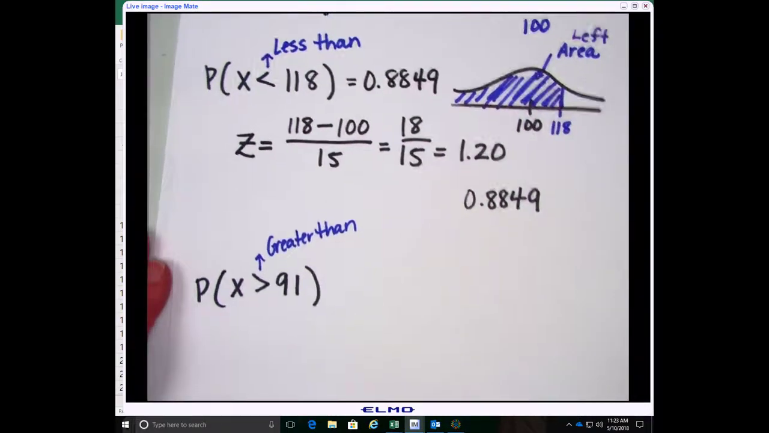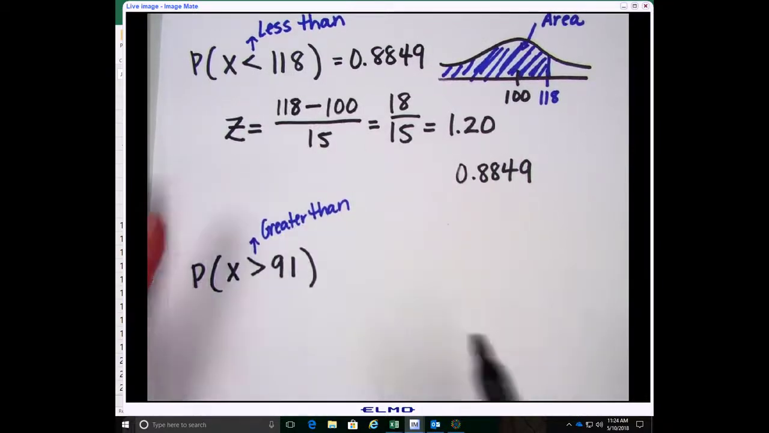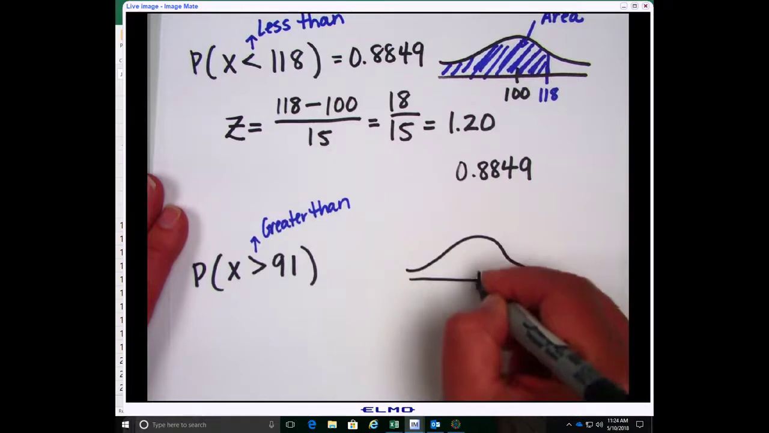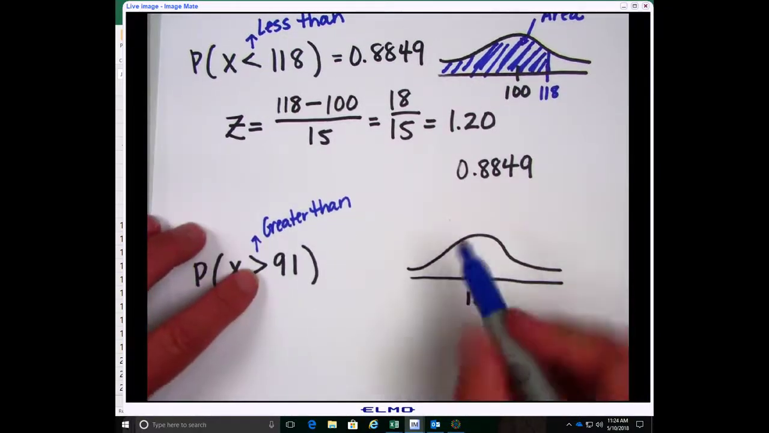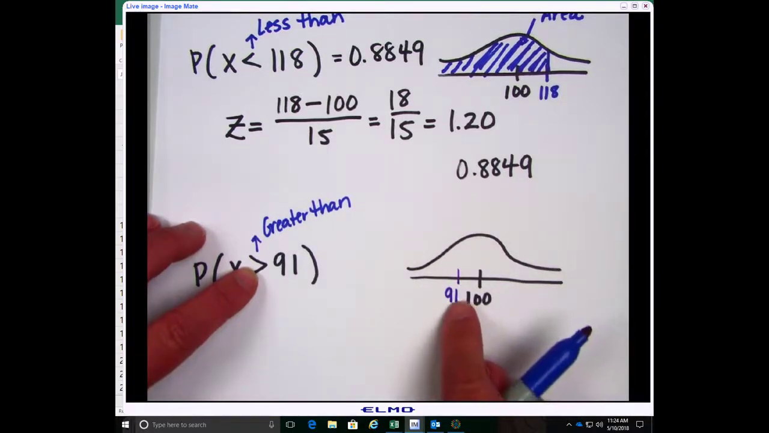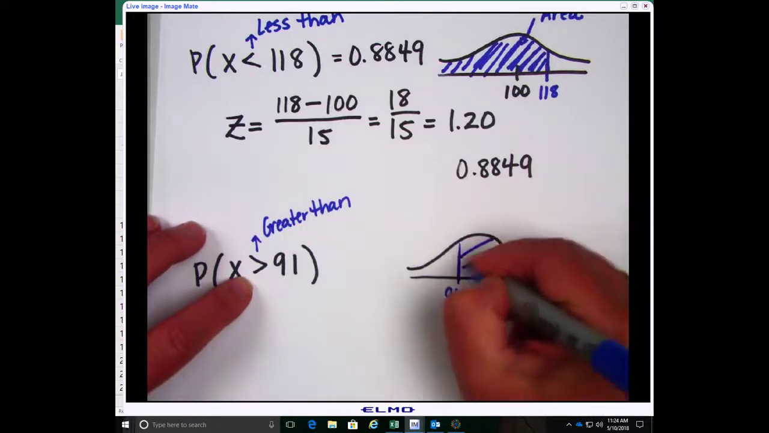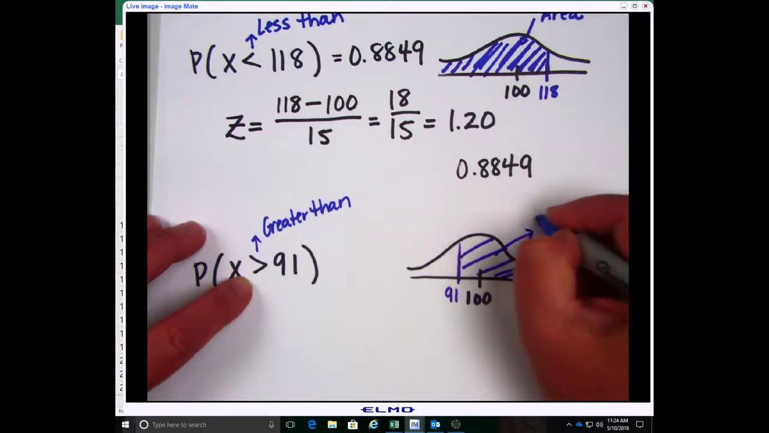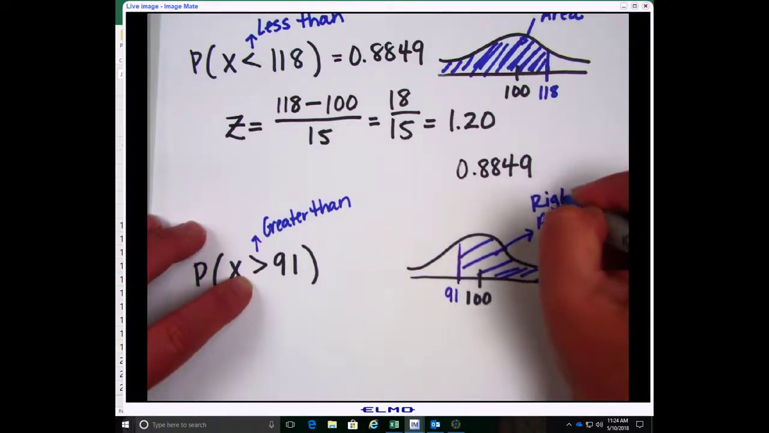Let's look at our next example. In this example, I don't have less than, I have greater than. So I'm going to do my picture again. 100 is right here. Now 91 would be to the left of that. Think about this as a big number line. Where would 91 go? To the left. And my values greater than 91 are going to be in this direction. Now I'm looking for this area, but it is a right area.